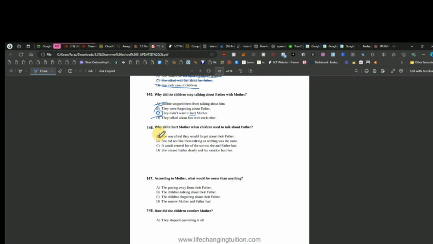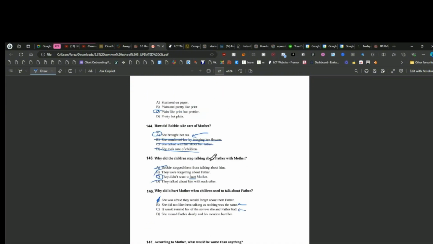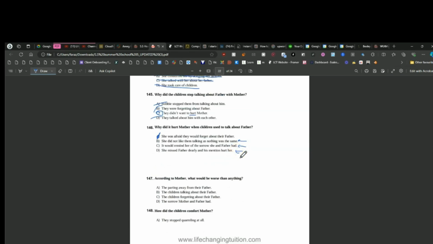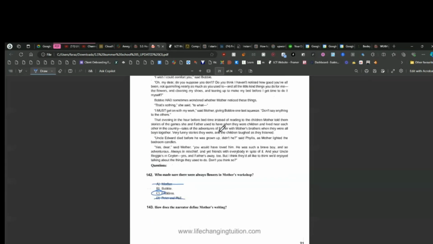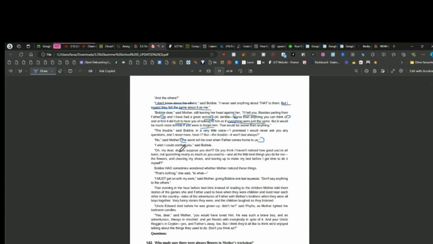No, she said actually it would be worse if they forgot him. She did not like them talking as if nothing was the same, so this seems to be matching what she was saying. It would remind her of the sorrow she and father had, so this also seems to match a bit more. She missed father dearly, and his mention hurt her. So all three of these seem quite reasonable, right? So we need to go back and look at whether we're able to cancel any of them out from the evidence.